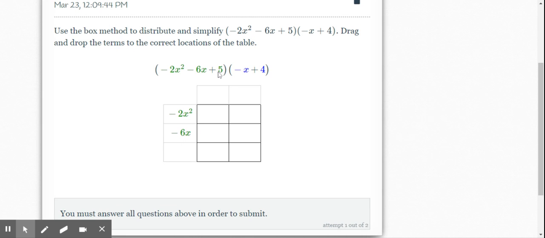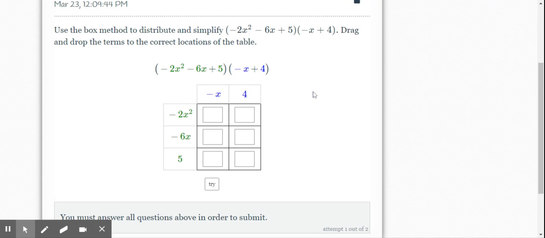Oops, I missed. I'm trying to do this with a mouse pad instead of an actual mouse. It's a little trickier. And then here, so I'm just dragging all these terms together.